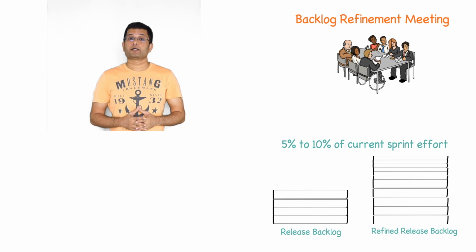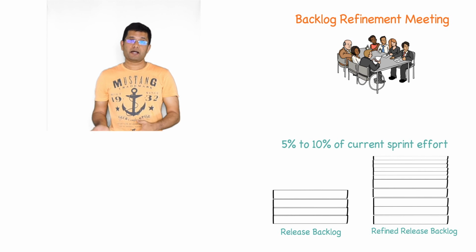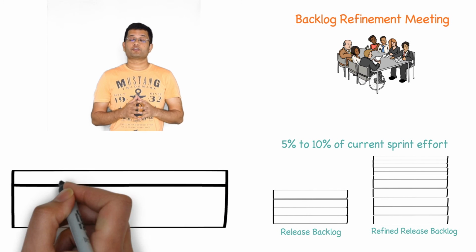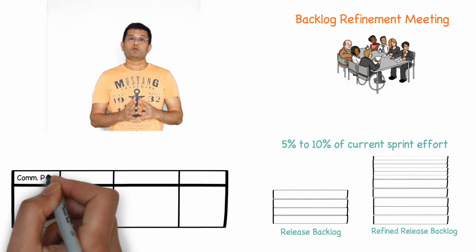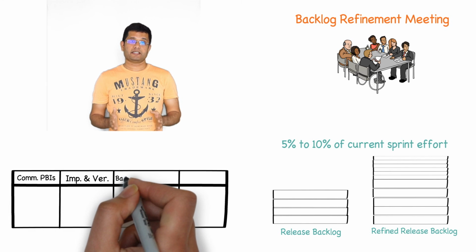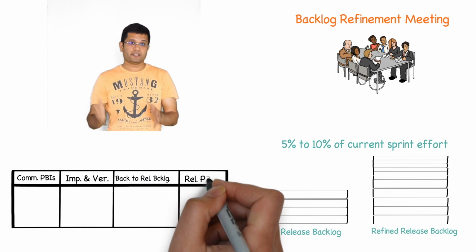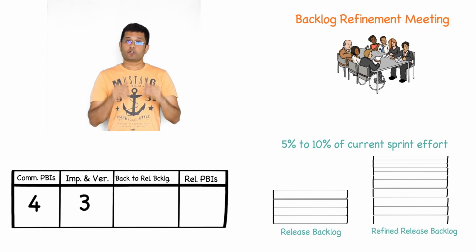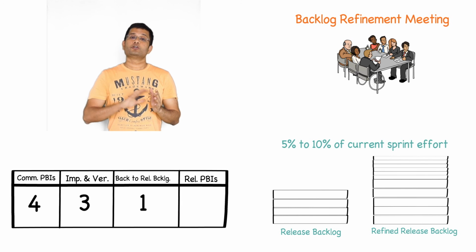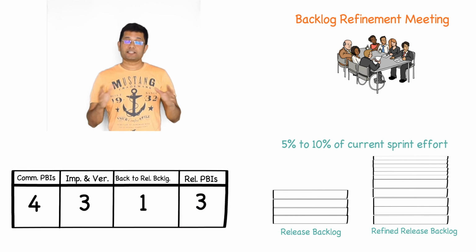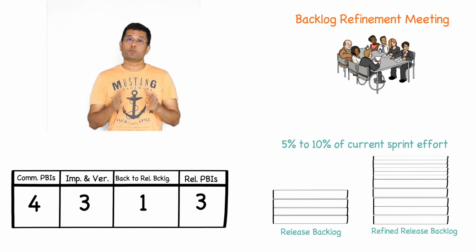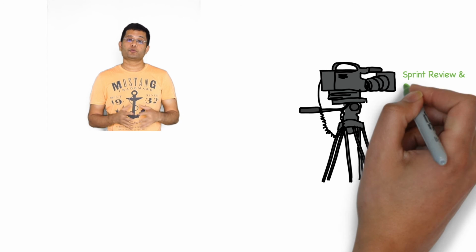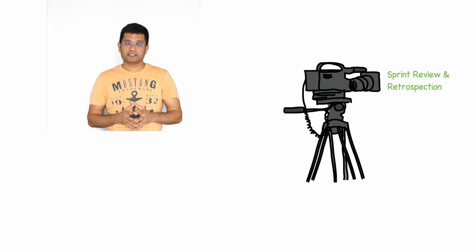Once the backlog refinement meeting is over, the team will go back to working on the PBIs for the current sprint. So if you are working on a 3-week sprint, the team will be ready to release all the PBIs that have been implemented and verified. Because the sprint is time boxed, those PBIs which are not yet complete will be moved to the release backlog. So that's pretty much all about what happens within the sprint. In the next video, we shall look at how to do a sprint review and a sprint retrospection.